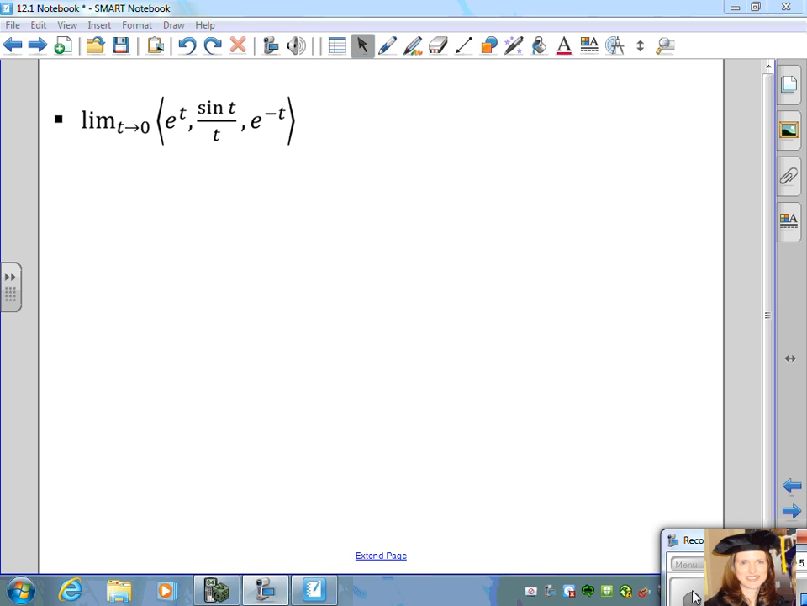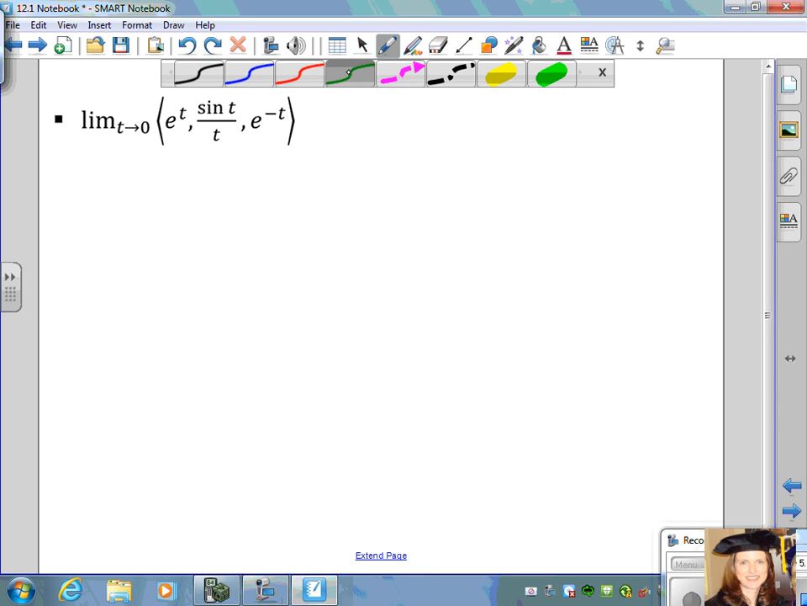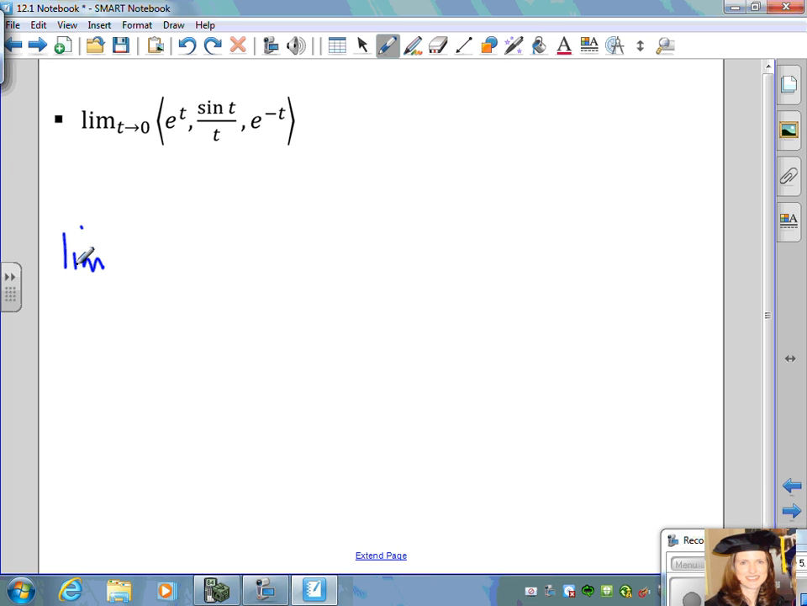So for this example, I'm going to find the limit of each of the components separately and then combine the results to find the limit of the entire vector valued function. Let's go ahead and find the limit as t approaches 0 of e to the t. In this case, we can simply plug in 0. We get e to the 0 equals 1.